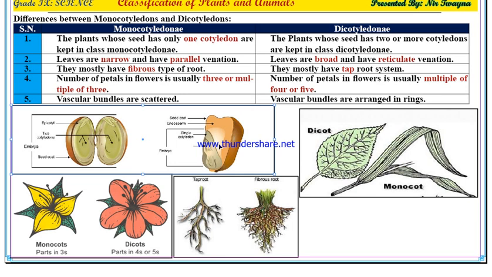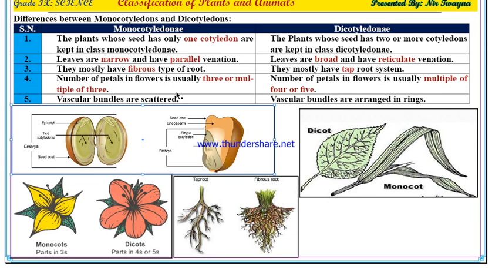And the plants whose seed has two or more cotyledons are kept in the class Dicotyledonae. See, soybean, mango, apple, oranges, and beans, and many more plants. If you have soybean at your home, just remove the cover of the soybean, and inside you can find the cotyledons. So this is a dicotyledon.